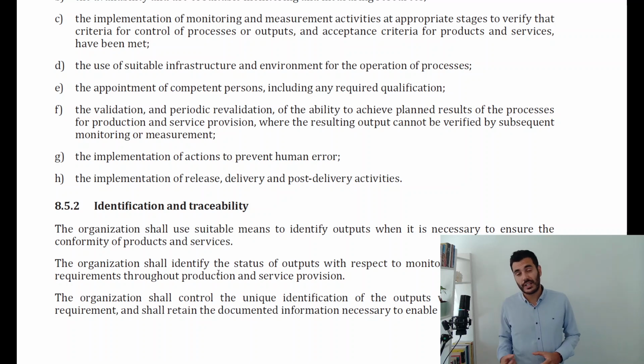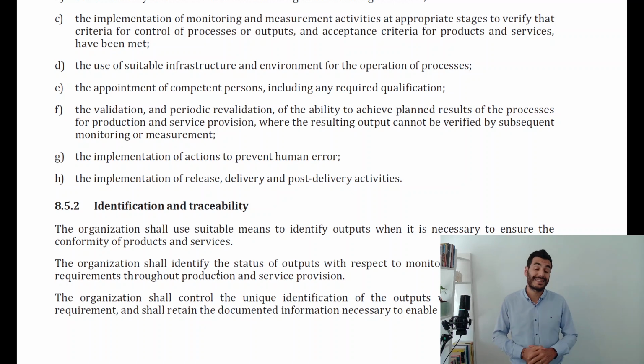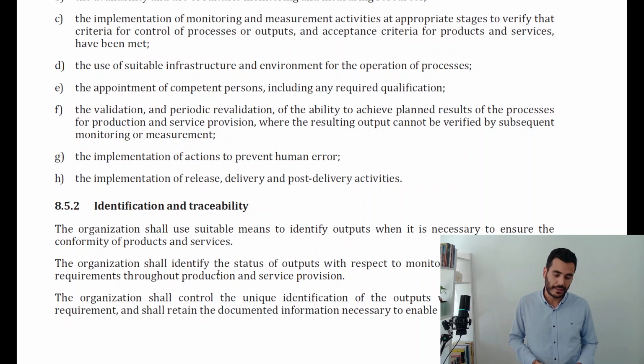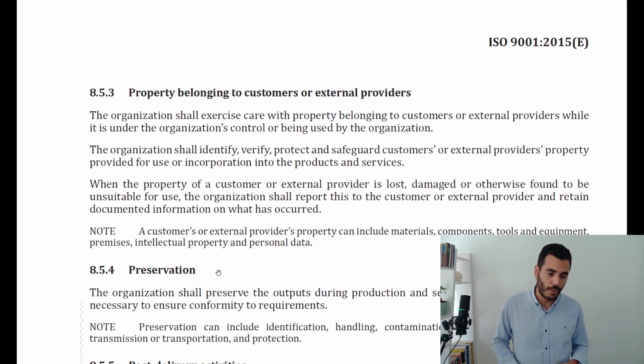As I mentioned in another video, for certain industries, traceability is extremely critical. For example, for the food industry, the medical devices industry and the pharmaceutical industry, we have to make sure that we have forward and backward traceability. For other organizations, this requirement is a bit more loose.